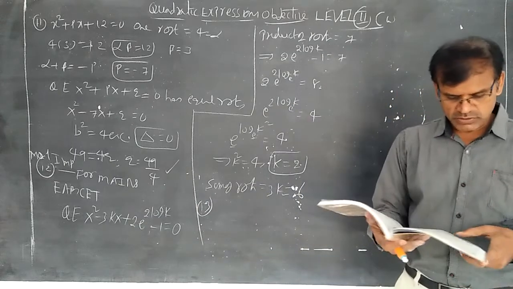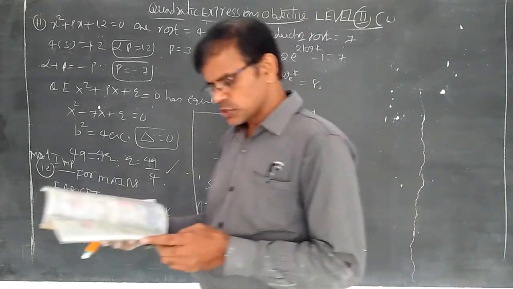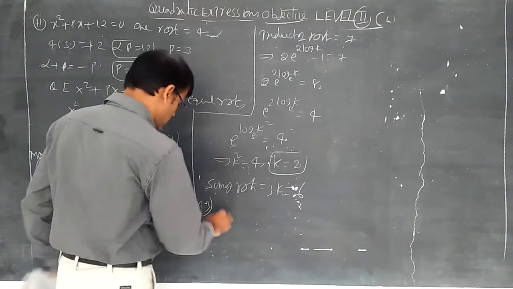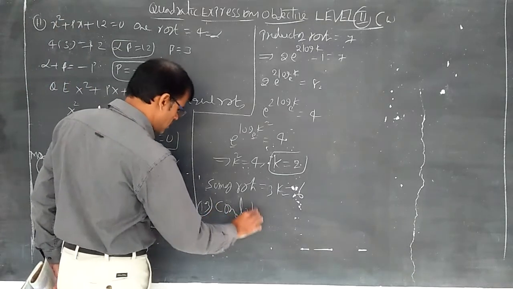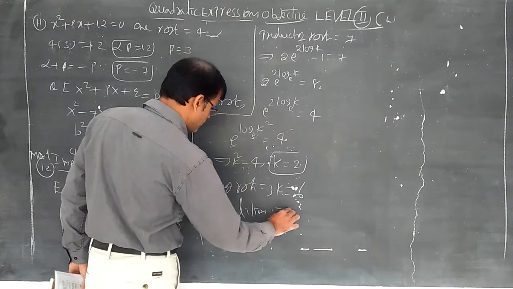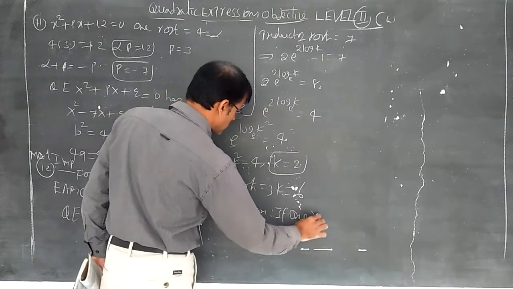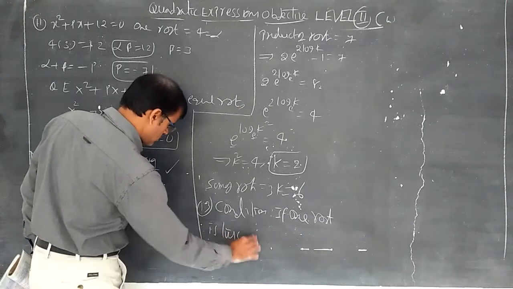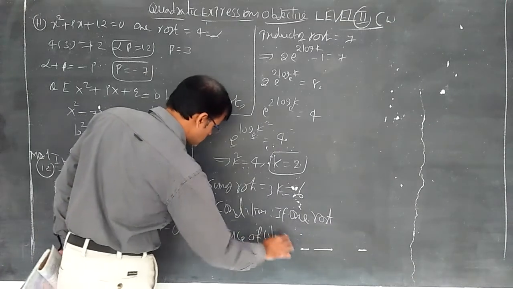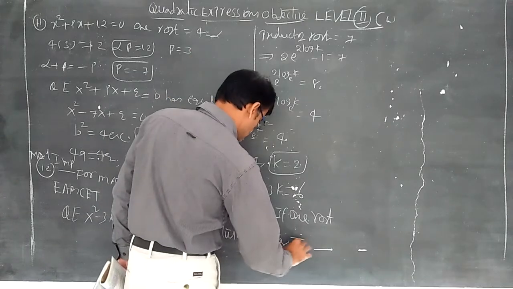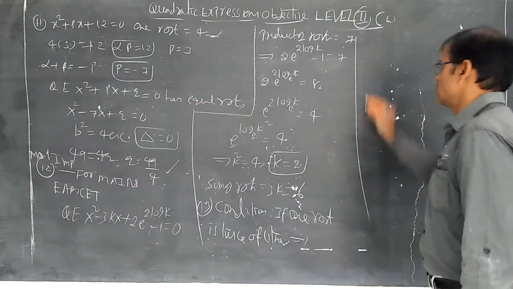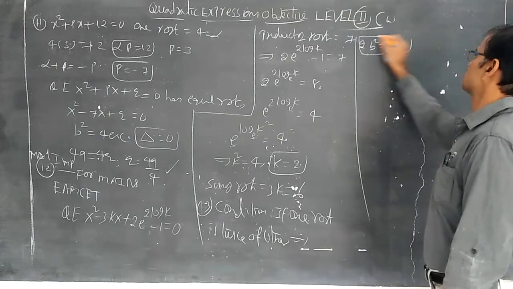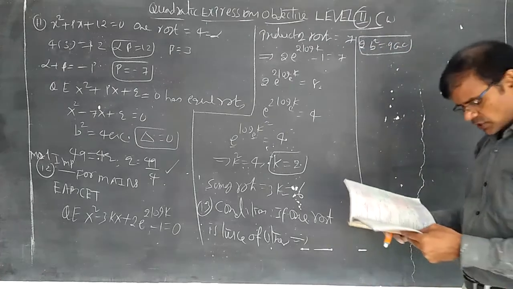Now 13th question. The value of a for which one root of the quadratic equation is twice as large as the other. Condition. Yesterday I said the theory. Condition: if one root is twice of the other, that implies the condition is 2b square is equal to 9ac. If you have written, see yesterday's notes.